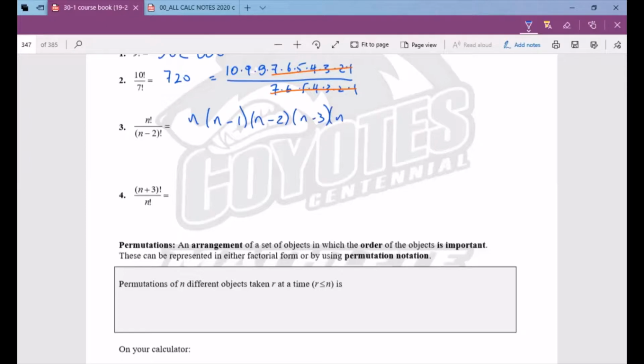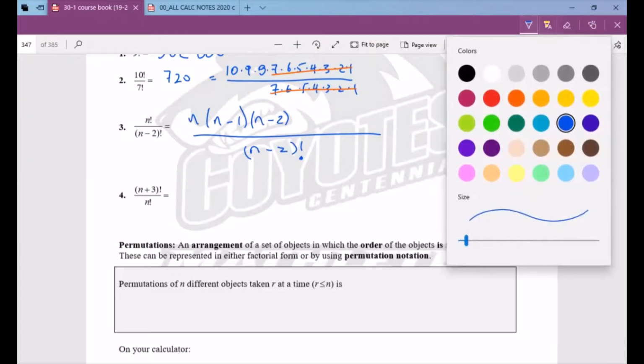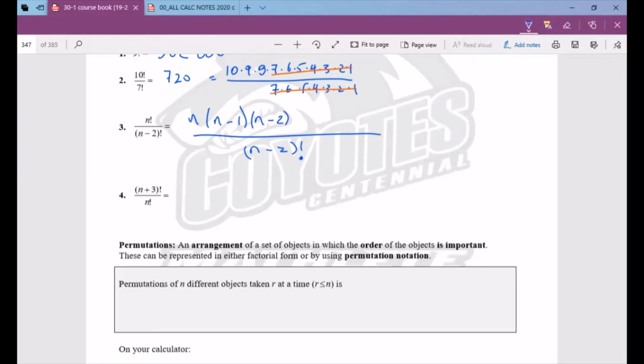I'm going to keep writing this out, n minus 2, n minus 3, n minus 4, n minus 5, and I'm going to keep going, except for the fact that this ends up being n minus 2 factorial in the denominator. So I'm actually not going to write it out that far. I'm going to write it out till I get to n minus 2, because n minus 2 factorial is as far as I need to go, because that can divide out.